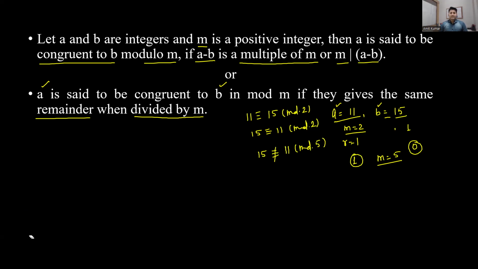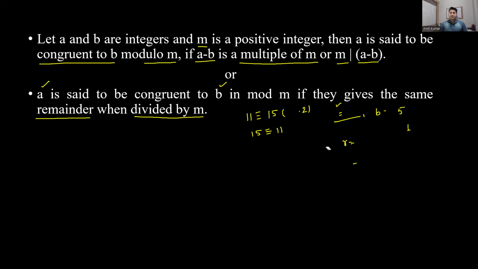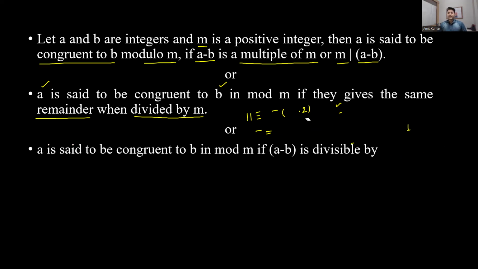There's one more definition that we have for this congruence. Let us see that also. What it says: a is said to be congruent to b in mod m if a minus b is divisible by m, which is also covered in the first definition. If I take the earlier example, 15 and 11 in mod 2, 15 minus 11 is 4, and 4 is divisible by 2.